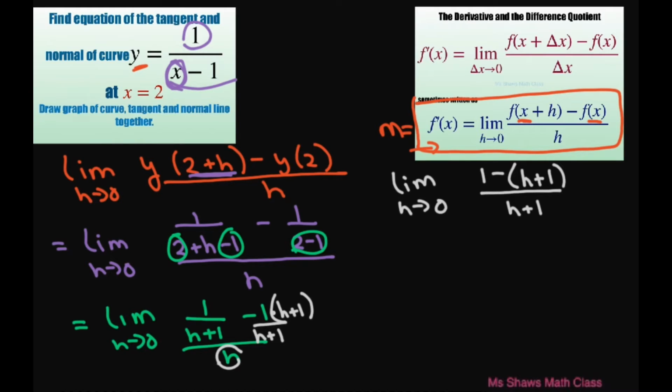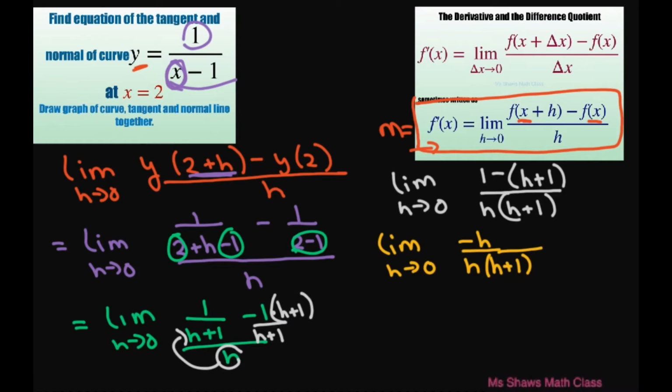And we're dividing by h, but I can move this h up here. So this is going to give you the limit as h approaches 0. And the 1's cancel, so we're going to have negative h divided by h times h plus 1. All right, so since these cancel, this is going to give you the limit as h approaches 0 of negative 1 divided by h plus 1. When you substitute in your 0 here, it's going to equal negative 1. So your slope is negative 1.